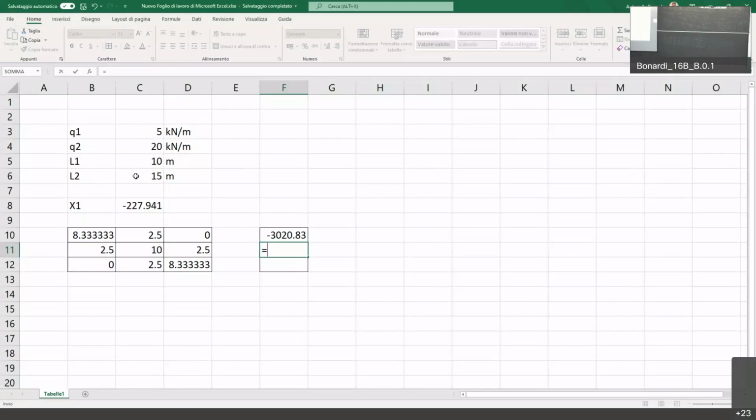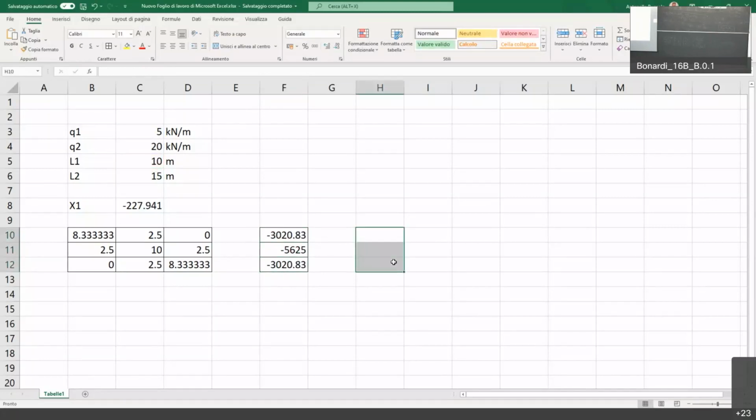Minus Q2 times L2 to the power of 3 over 12, yes. And the last case was the same as before. Okay, that was symmetric. Now, how to compute the vector of unknowns? We know that our vector of unknowns has to be 3 times 1. Okay? Don't worry, it's almost done.